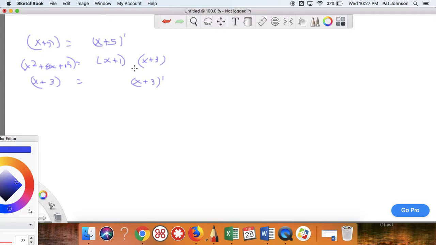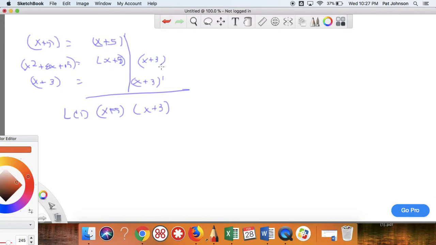So what are we going to do? How many different bases do I have? I have 2. I have an x plus 5, and remember, this is all one factor, times x plus 3, and they're all raised to the 1. So this is my LCD.